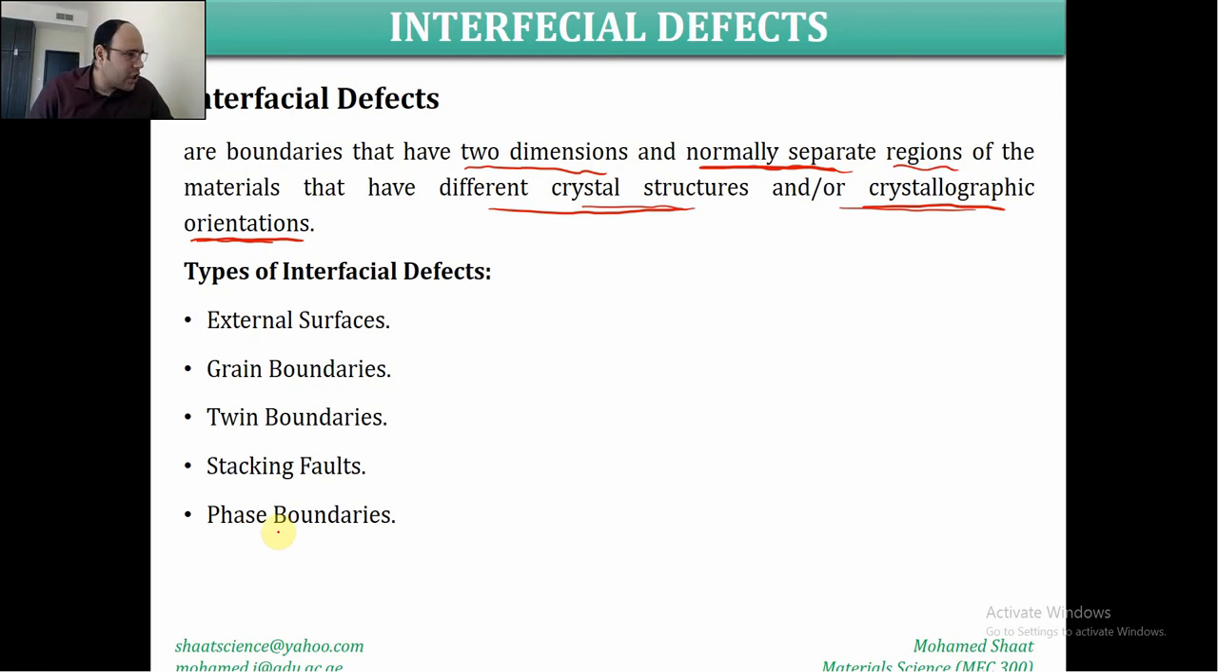Types of these interfacial defects are many, like external surfaces, grain boundaries, twin boundaries, stacking faults, phase boundaries. So all of these are different forms of interfacial defects. We are going to discuss some of them, for example, external surface, grain boundaries, and twin boundaries. But these are other types that could also exist as interfacial defects, just to know about them.